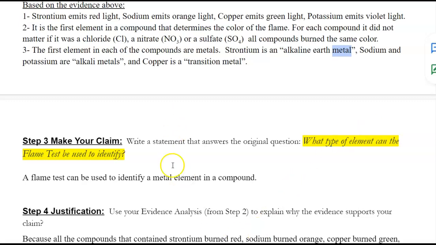Now, if you did some of your research, some of you might have changed the word element to ion, and that is completely acceptable. It's actually a little bit more correct based on the type of compounds we were looking at. However, we're looking at the type of element here, and the metal is really what we're focusing on. It's a metal element or a metal ion. Both are completely fine.